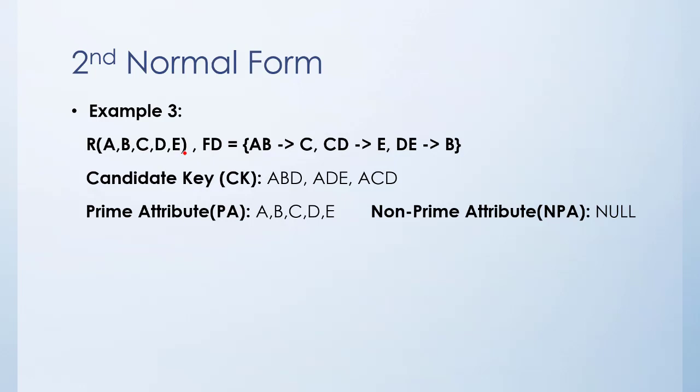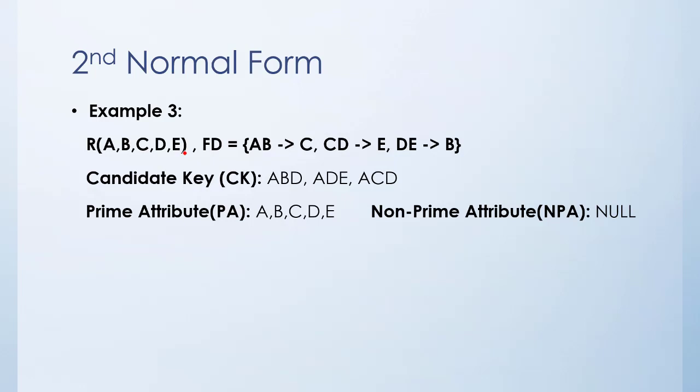Now, if we consider ABD, then that closure will give me AB, C, and from CD we are going to get E. So ABD is going to give me all the attributes. So ABD can be a potential candidate key. And remember, neither AB nor AD is a candidate key. So ABD will be my candidate key.